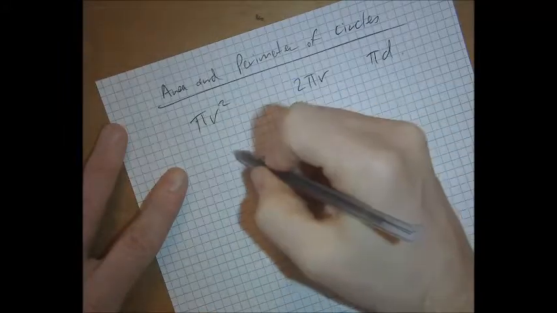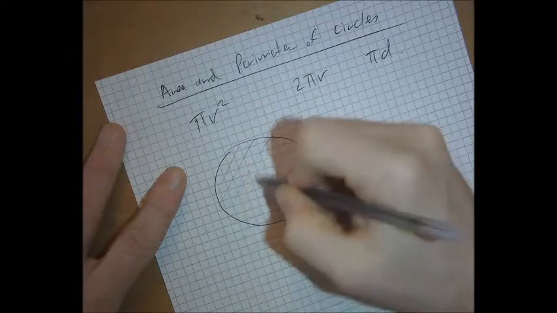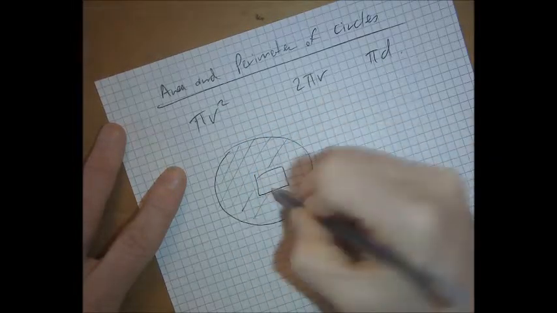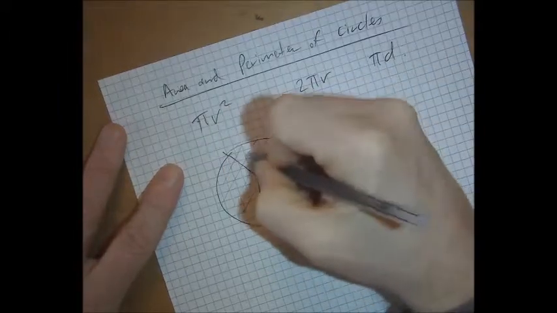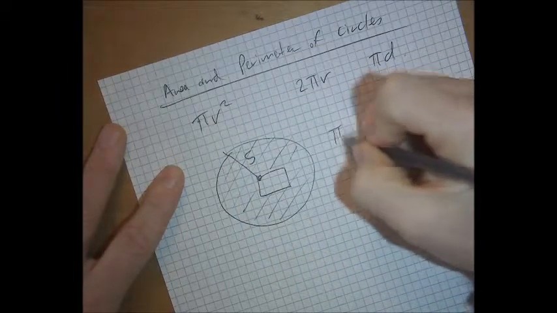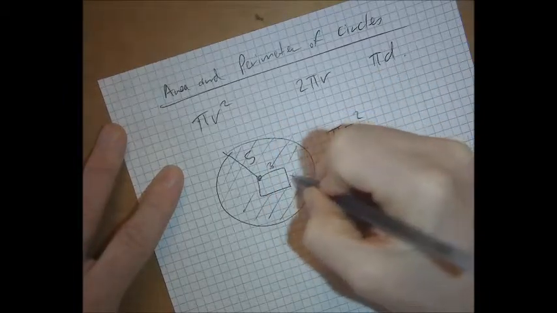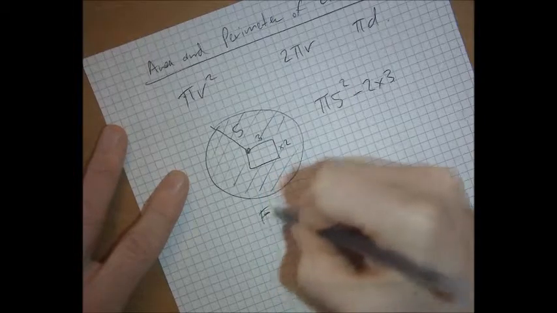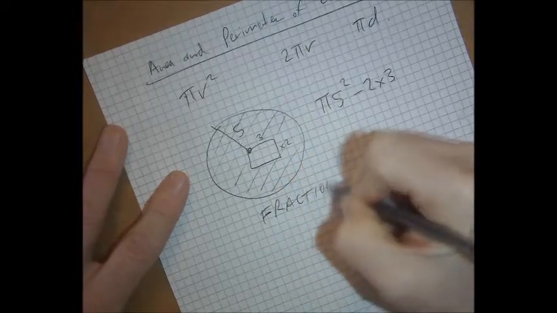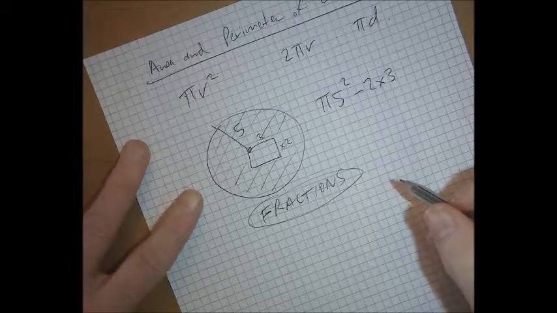If we give you questions where there are parts missing, so if the radius of that circle was 5, it would be pi 5 squared, and if there was a little 3 by 2 rectangle missing, you would of course handle that by subtraction. But the purpose of this video is to remind you that an even better way of handling the fact that part of a circle is missing is to use fractions.